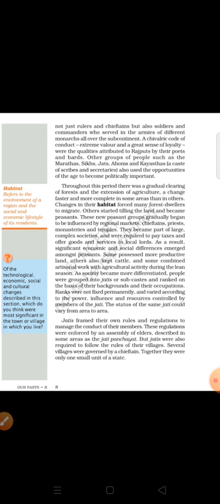They became part of large, complex societies and were required to pay taxes and offer goods and services to local lords. As a result, significant economic and social differences emerged amongst the peasants. Some possessed more productive land, others also kept cattle, and some combined artisanal work with agricultural activity during the lean season. As society became more differentiated, people were grouped into jatis or subjatis.